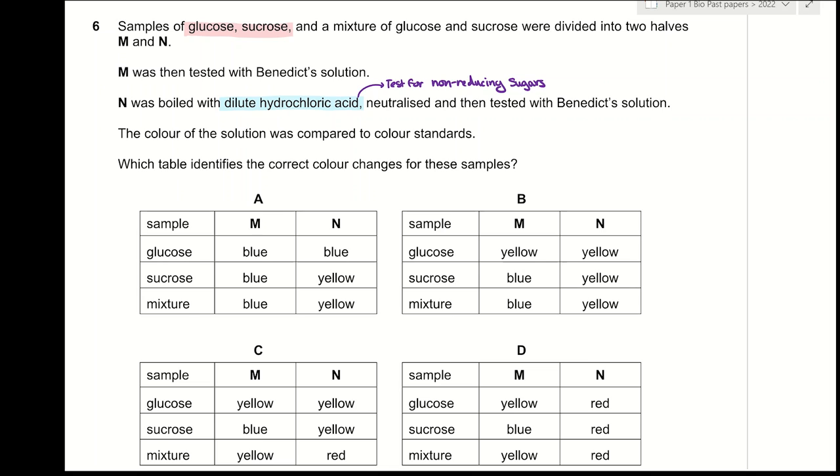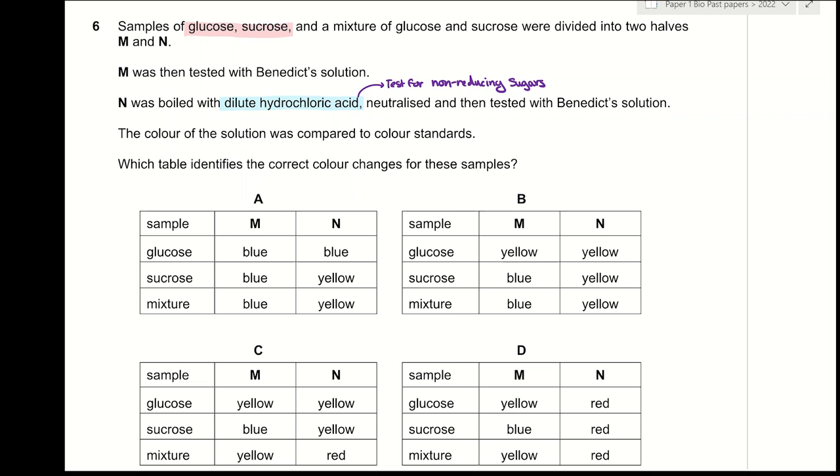Now, dilute hydrochloric acid is used to break the glycosidic bond of a disaccharide, a non-reducing sugar, in order to form a reducing sugar. And this is the test for non-reducing sugars. Neutralized and then tested with Benedict's solution. The color of the solution was compared to color standards. Which table identifies the correct color changes for these samples?